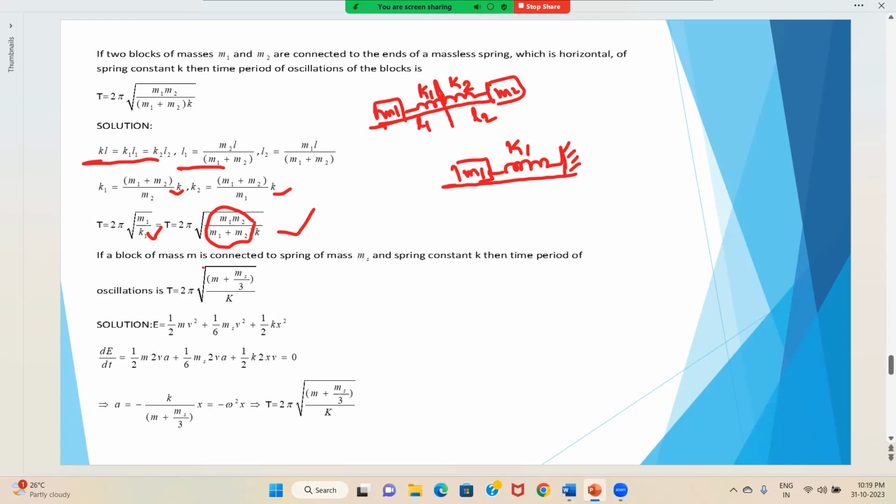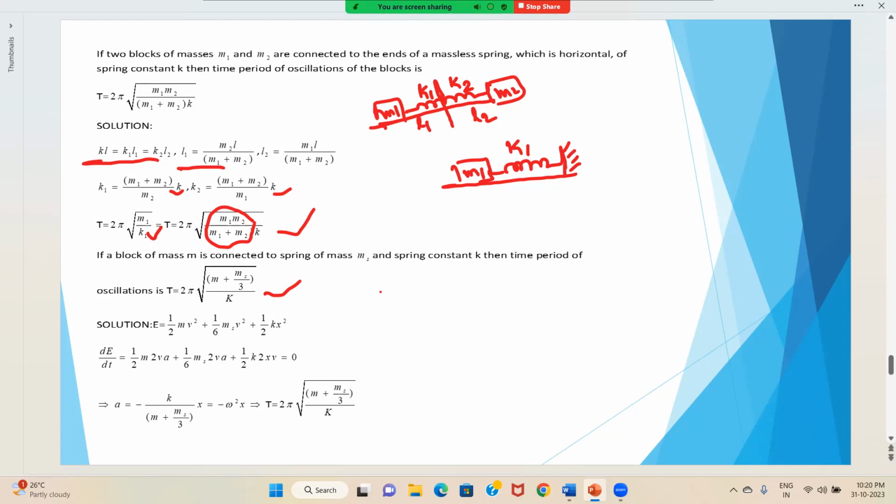If a block of mass M is connected to a spring of mass MS and spring constant K, then the time period of oscillations is. So this is what we have to derive. Earlier we have taken a spring which has no mass. We have taken a massless spring. Now the spring has mass. That is the only change. See how we are solving it.